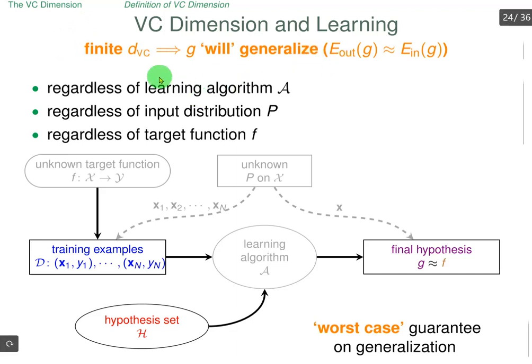And one important characteristic of VC dimension is that it works regardless of learning algorithm, regardless of input data distribution, regardless of target function, so these are great. It only defines a hypothesis set and training examples.